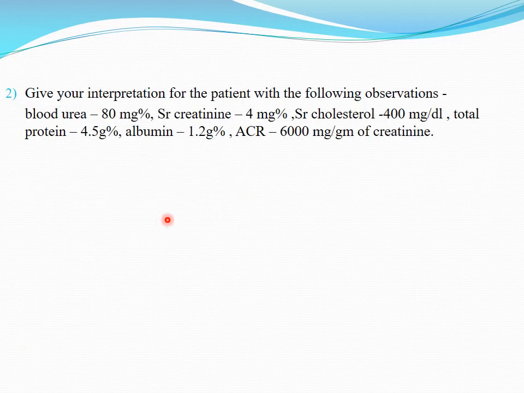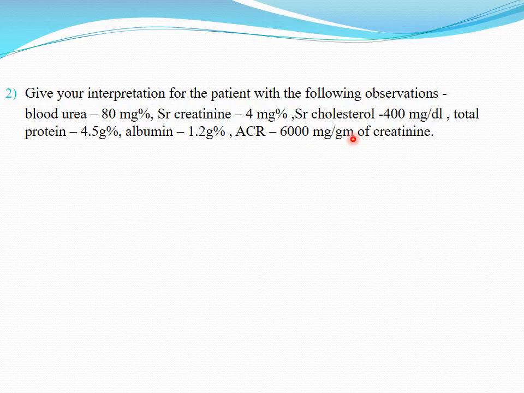Give your interpretation for the patient with the following observations. Blood urea is 80 mg%, creatinine 4 mg%, both are higher. Serum cholesterol 400, even this is higher. Total protein 4.5, protein is very low. Albumin 1.2, even this is low. ACR is 6000. So this has gone to nephrotic range proteinuria.